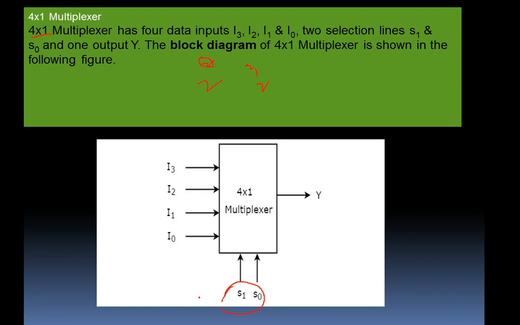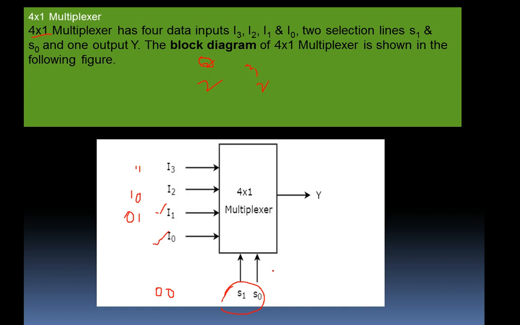For example, if the selection lines are S1 and S0. If S1 and S0 are 0 and 0, then I0 will be selected to the output. If S1 and S0 are 0 and 1, I1 will be selected to the output. If S1 and S0 are 1 and 0, I2 will be selected. If S1 and S0 are 1 and 1, I3 will be selected to the output.